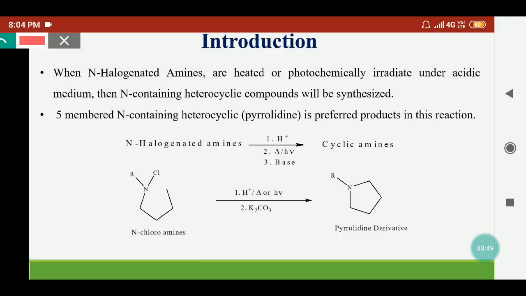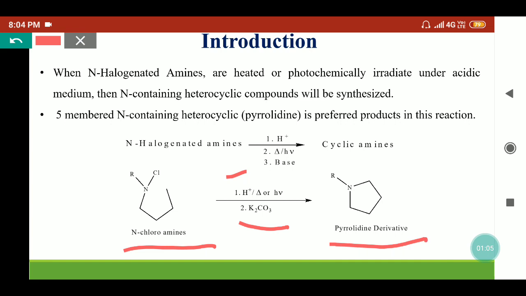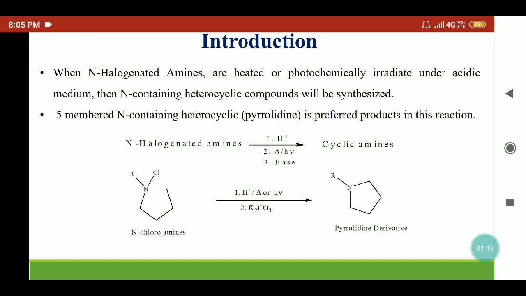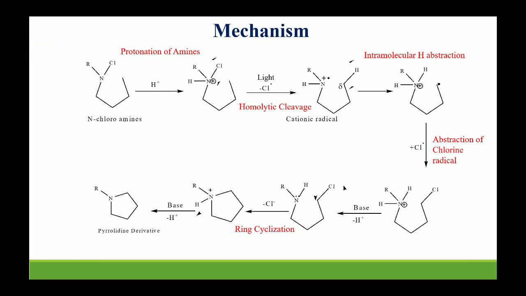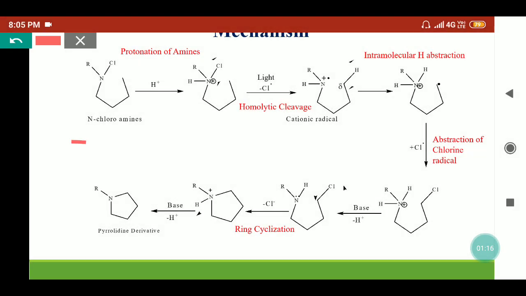So when N-chloroamines or N-haloamines are treated in acidic media in thermal or photochemical light followed by the basic media, it provides a pyrrolidine derivatives, that is a 5-membered nitrogen containing ring. Now coming to the mechanism part. Initial reactant is N-chloroamine. So when it is treated with acid media, then protonation will take place.